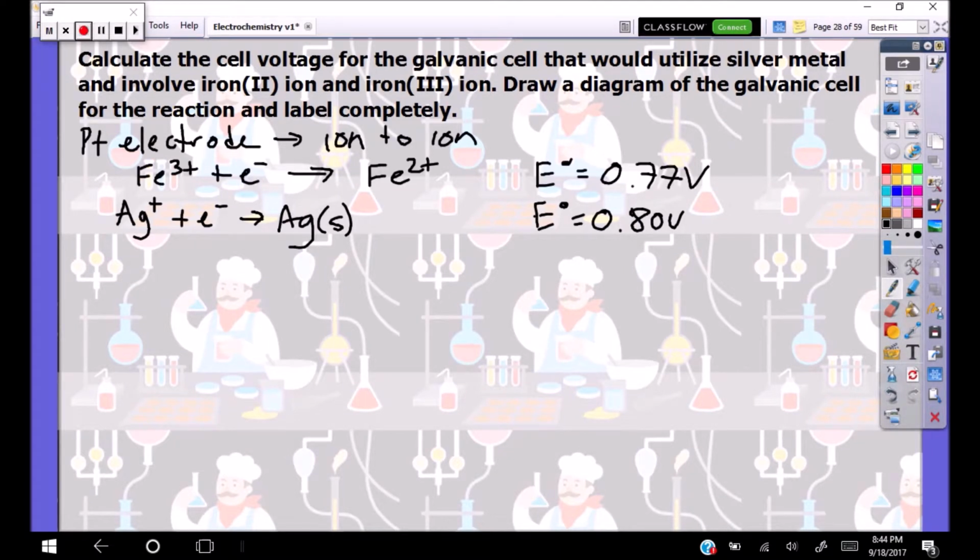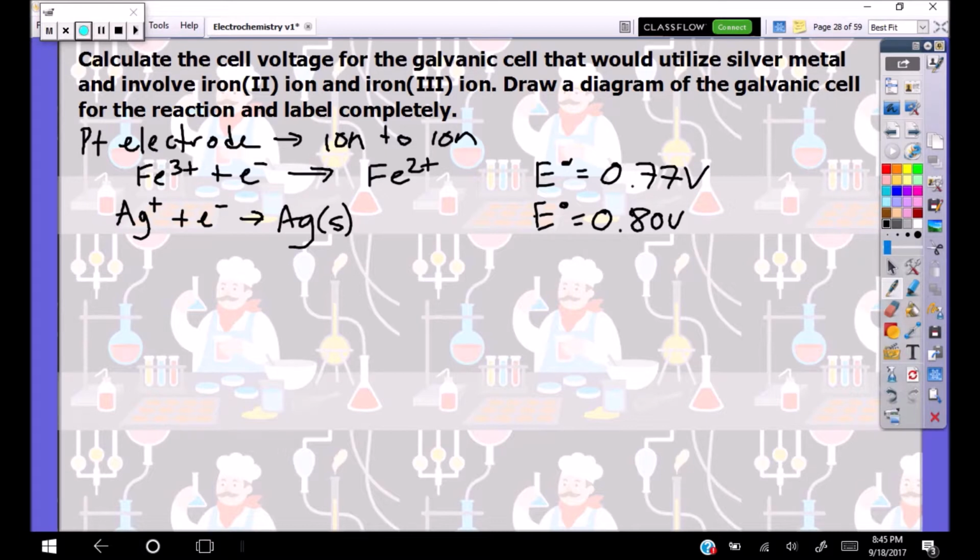So we have to make a couple assumptions here. One, we want this to be spontaneous, so we're going to need to make these potentials add up together to be a positive number in some shape or form. So that will help dictate which one we are going to reverse.